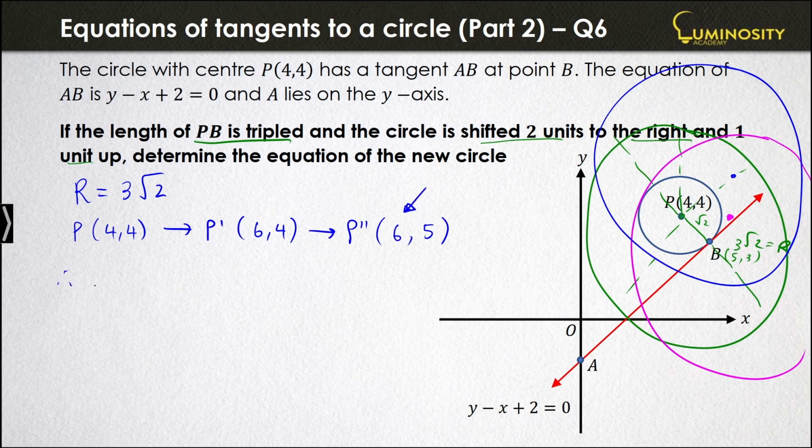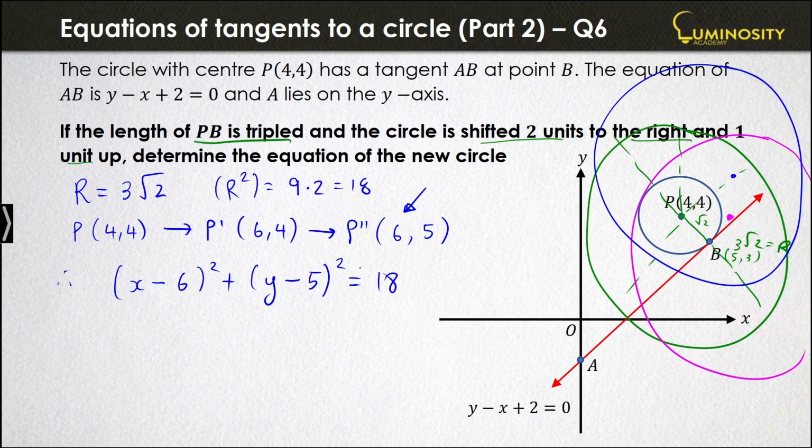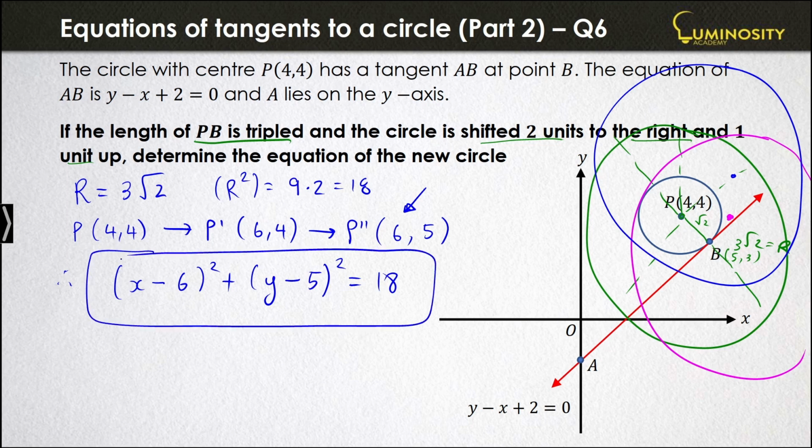So therefore, the equation of the new circle is going to be x minus 6 all squared plus y, not plus 5, rather minus 5, because it's the opposite sign, all squared equals, now this is your new radius. So your new radius squared is going to be 3 squared is 9, root 2 squared is just 2, so it's 18. And that is the equation of your new circle based on those transformations.